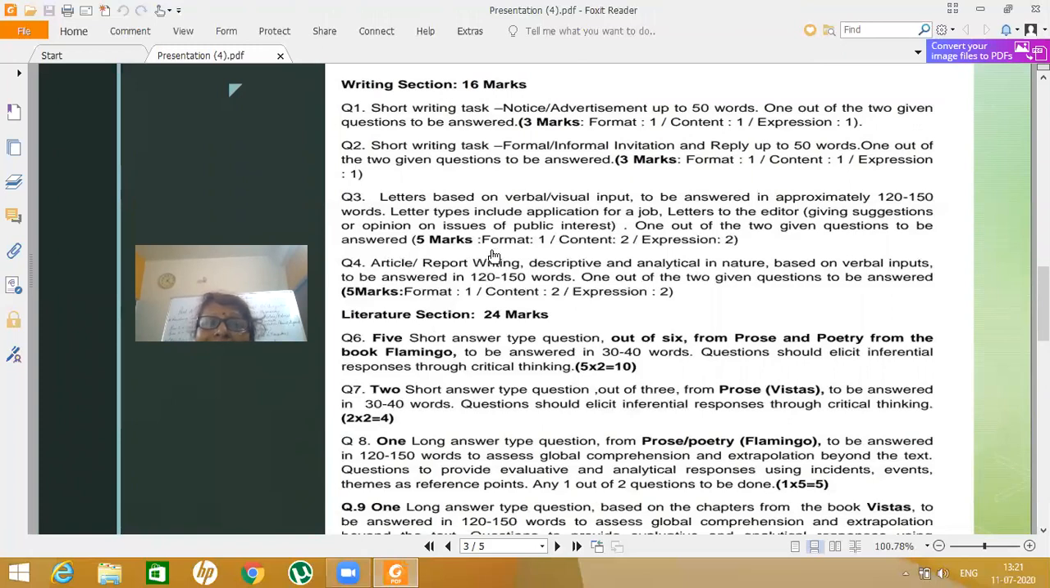Again, after the writing section of 16 marks, we are left with 24 marks, which has been assigned to the literature section. Now, you can see this is question number 6. 5 short answer type questions out of 6 from prose and poetry from the book Flamingo. Earlier also we had the same pattern. You will be given 6 questions, sorry, this will be only from Flamingo, both from prose as well as poetry, and each question will carry 2 marks. You have to answer 5 out of 6.